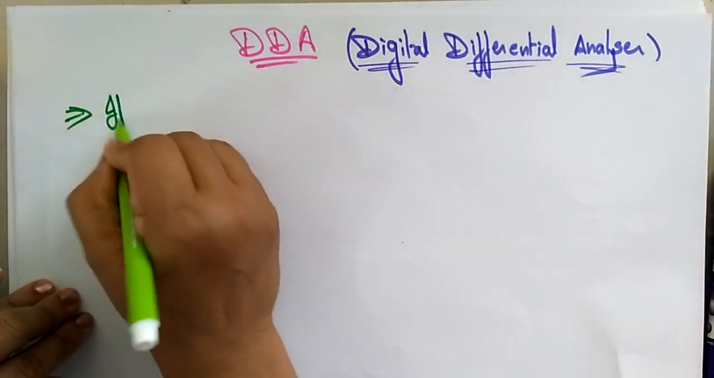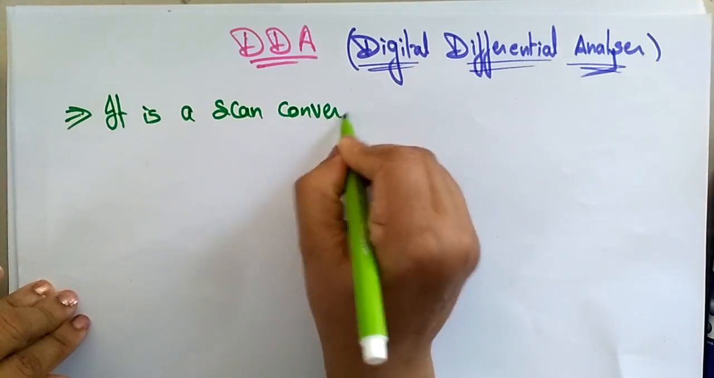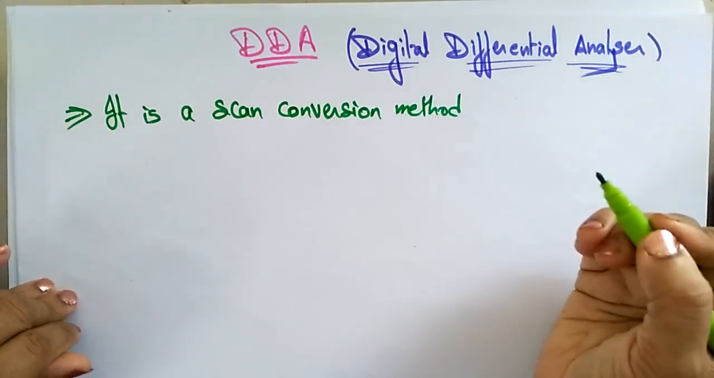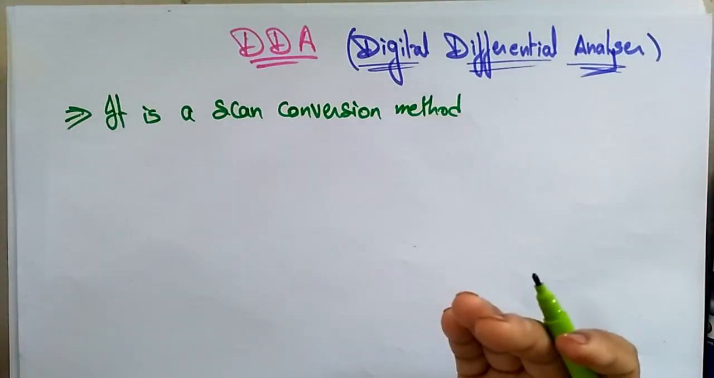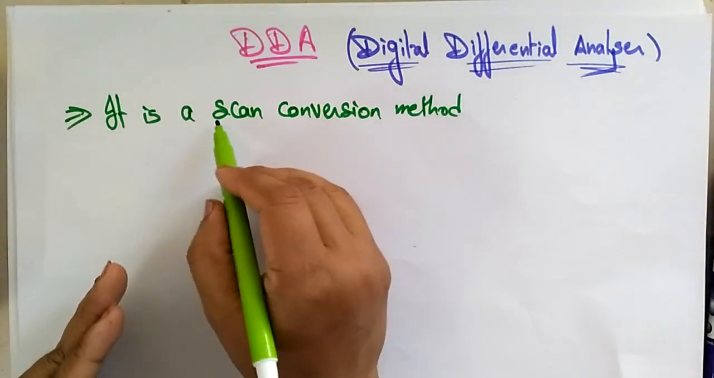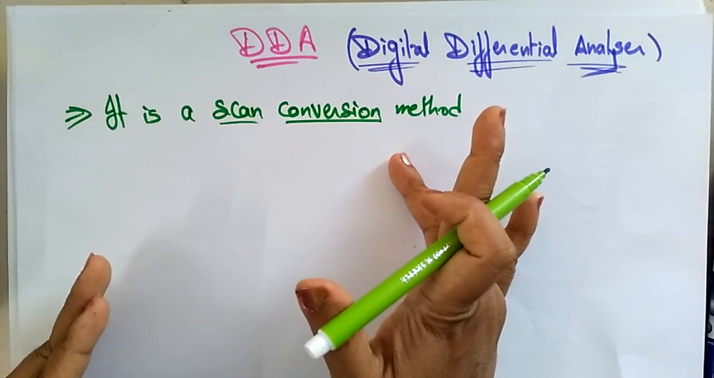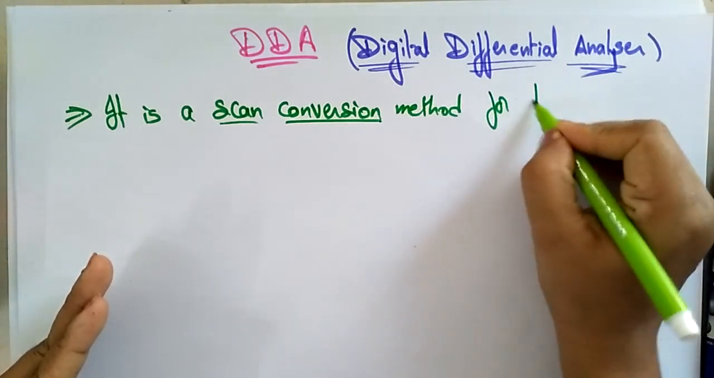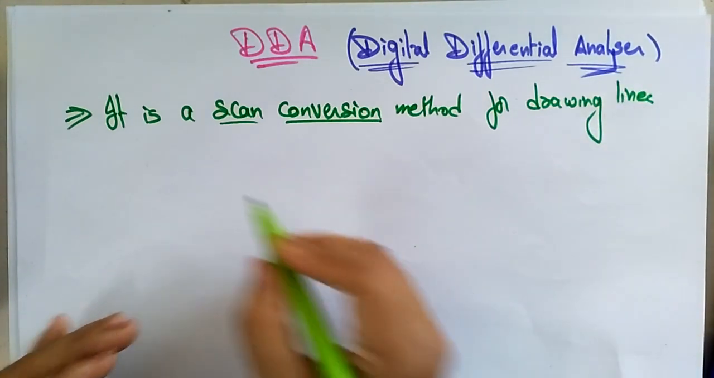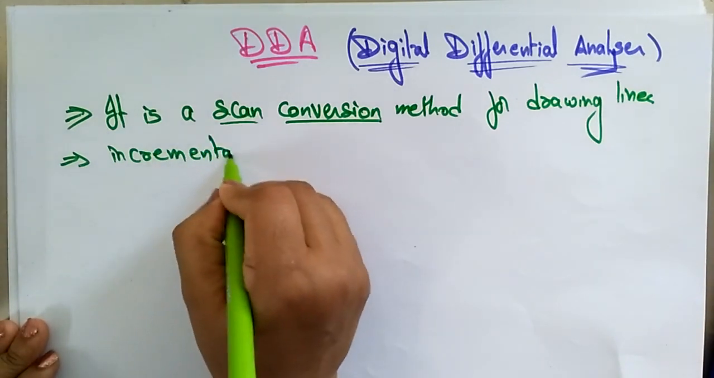It is a scan conversion method for drawing lines which follows an incremental approach. Here you have to remember that it is one of the methods for scan conversion. This DDA is a scan conversion method for drawing lines, and it uses the incremental approach.